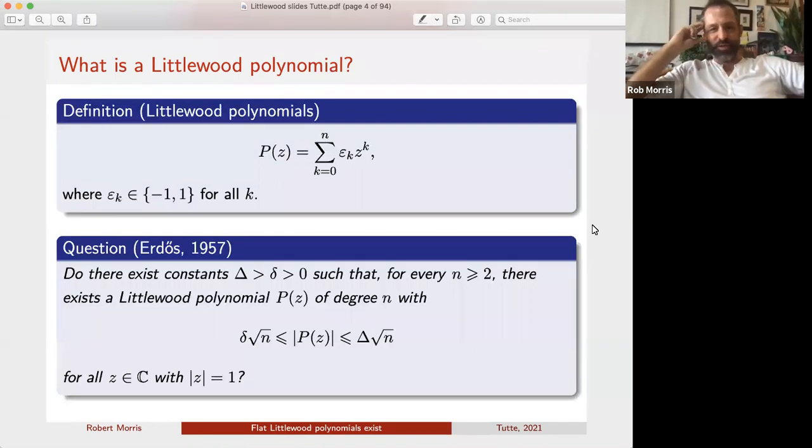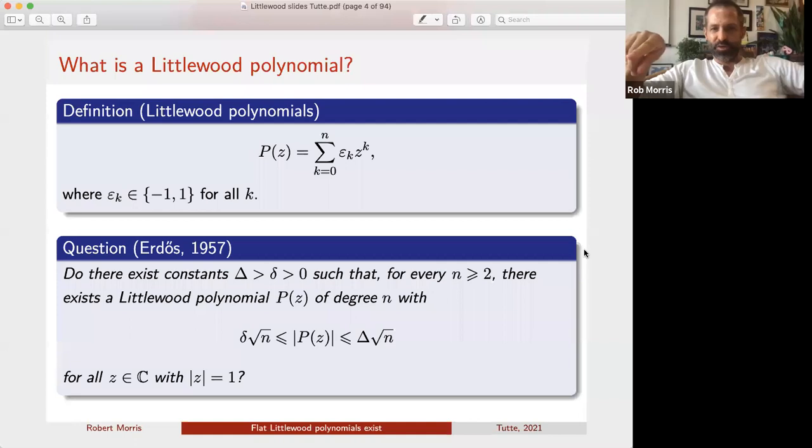As many stories begin, with a question of Erdős, who asked, and he didn't work on these polynomials too much, but he asked this very perceptive question. Does there exist a Littlewood polynomial of degree n that is always roughly root n distance from the origin? So it never gets too far away from the origin and also never gets too close. So that's for all z complex numbers of order 1.